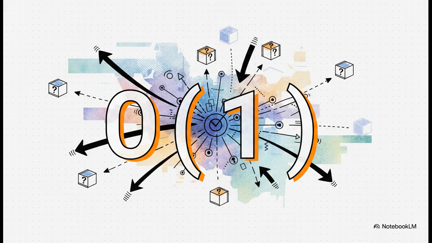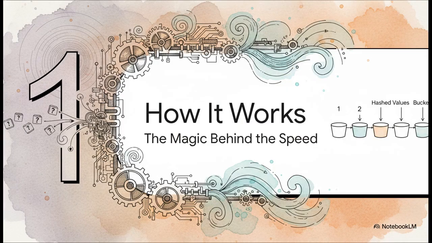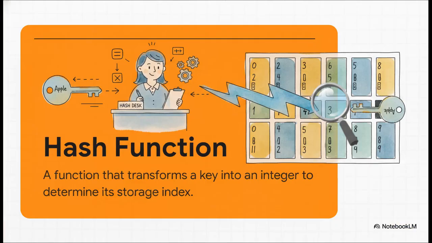So how does this amazing trick actually work? Okay, so the secret sauce behind that incredible O(1) speed isn't actually magic, but it is a really clever process. And it all revolves around something called a hash function. The best way to think about a hash function is like a super efficient receptionist at a giant warehouse. You walk up and give it a key, let's say the word apple, and it doesn't search for anything. It instantly calculates the exact storage locker, or bucket, where that item belongs. No searching, just pure calculation.